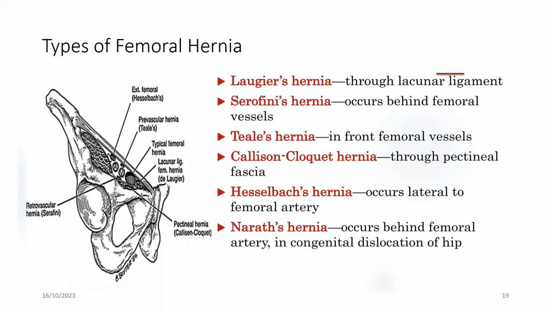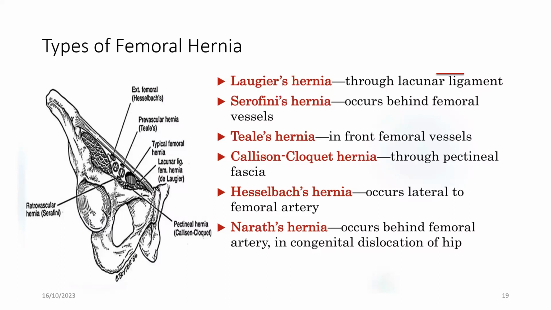We have Laugier's hernia, when the hernia protrudes through the lacunar ligament. To your left, there are some pictorial representations of all of this. Then other ones include Serafini's hernia, which can occur behind the femoral vessel. There's also hydrocele of the femoral hernia.